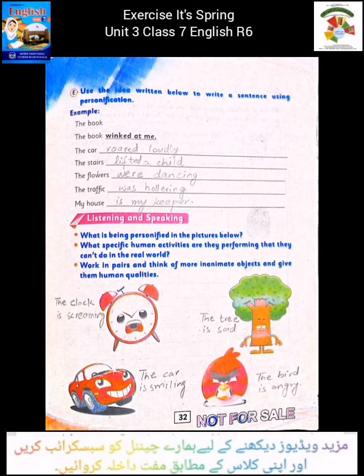The second one is the tree. It is evident from the face of the tree that the tree is sad. The car is smiling. As you can see, the car is smiling, so the personification word smiling is being used for it. The bird is angry. So all these pictures show emotions that are particular to humans, but as they are being shown here, we are attributing them to all these things.